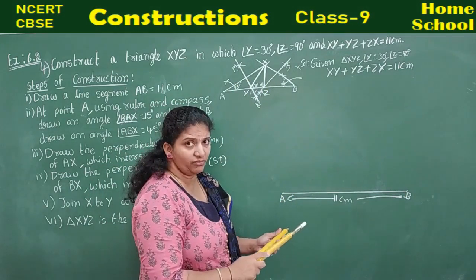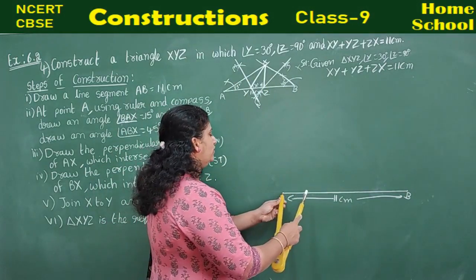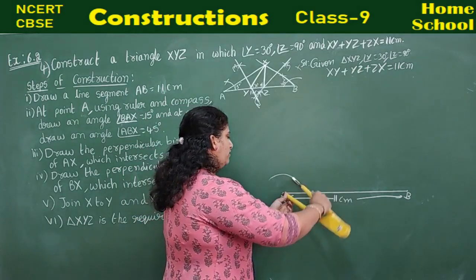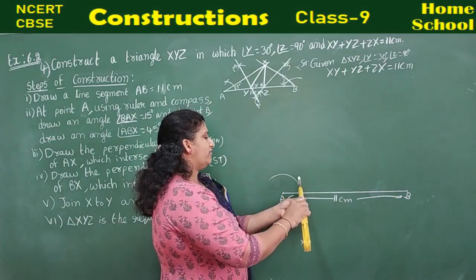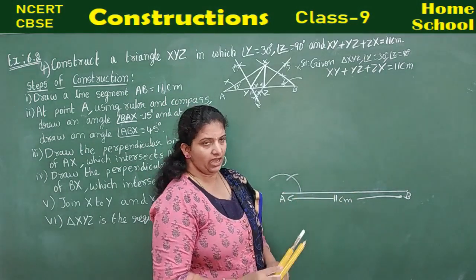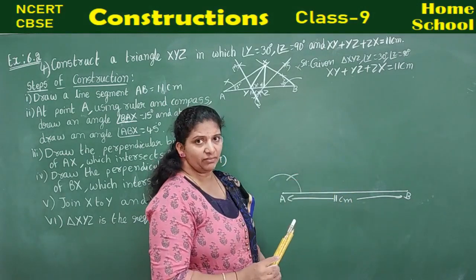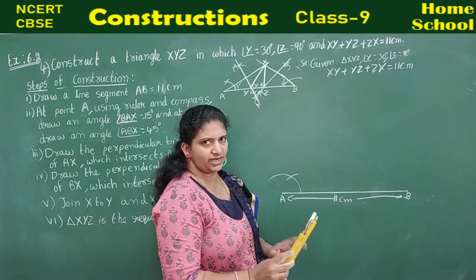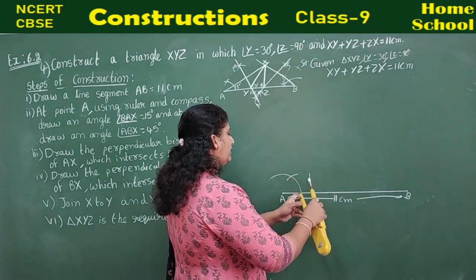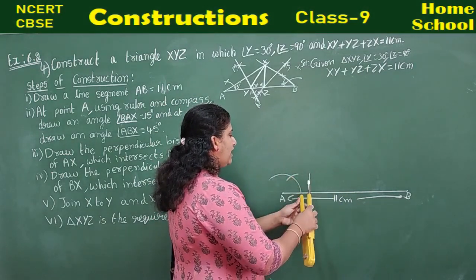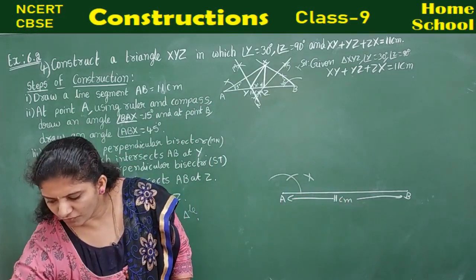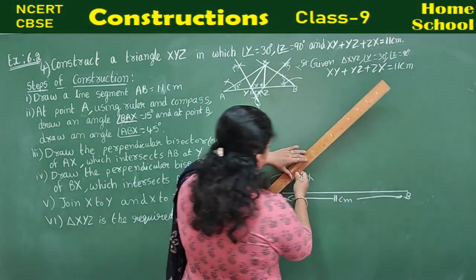I need 15, which means first I want 60. With a convenient radius from A, draw an arc, and from here with the same radius, cut the arc. How much will this angle be? 60. I don't want the 60 line, so let me go again with 30 angle from this as a center and this as a center. Now the angle so formed is 30 degrees.